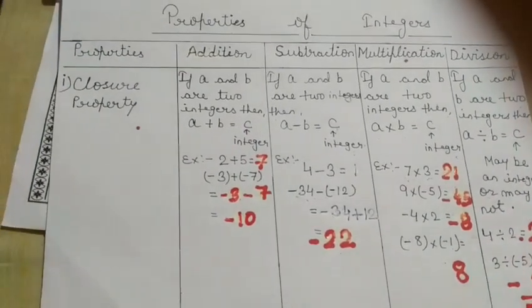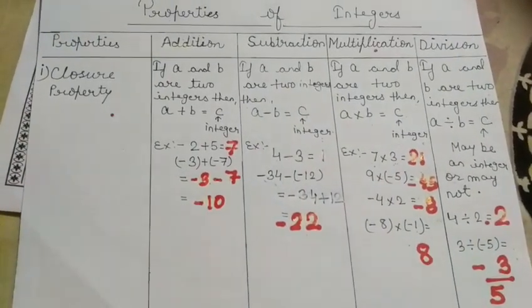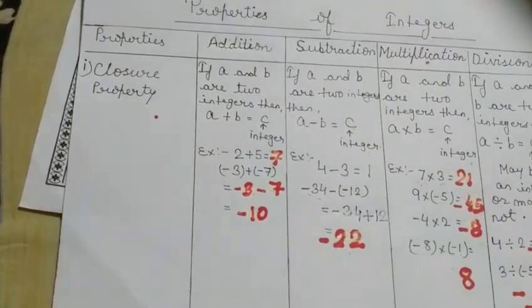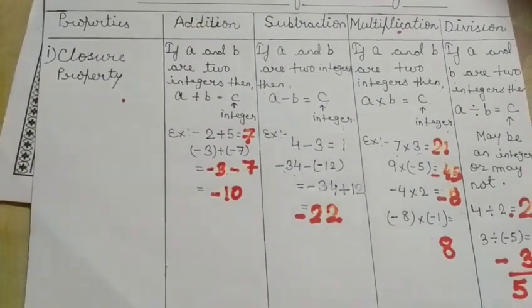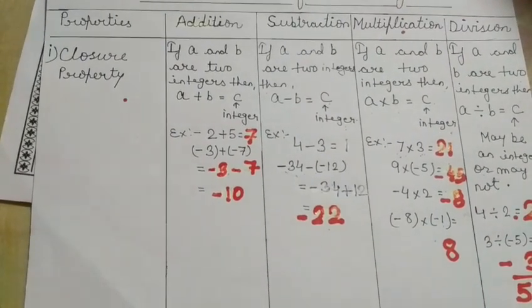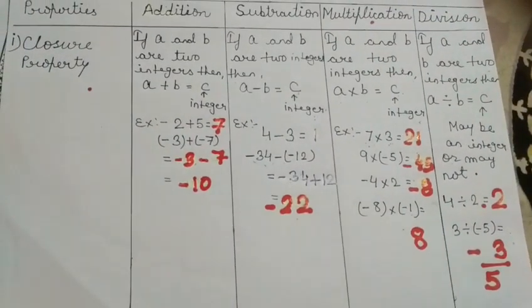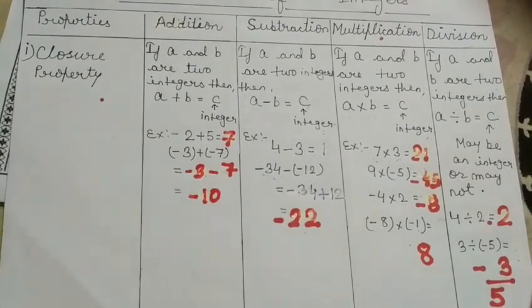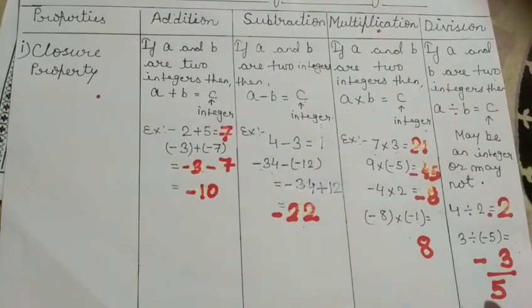Okay, so in this video we completely see how some numbers proved that addition, subtraction, multiplication completely follow closure property. But in case of division, remember, in some places it follows closure property, but in some places it may not.